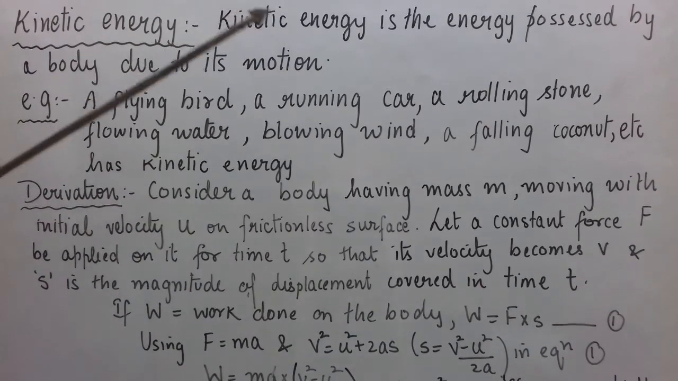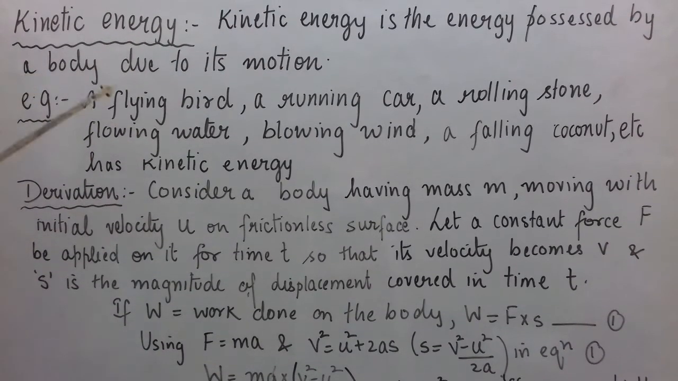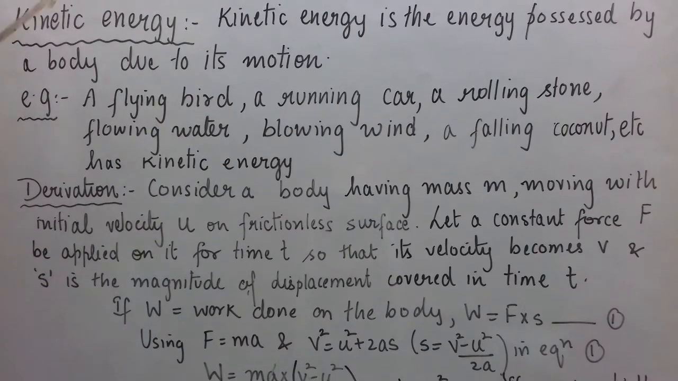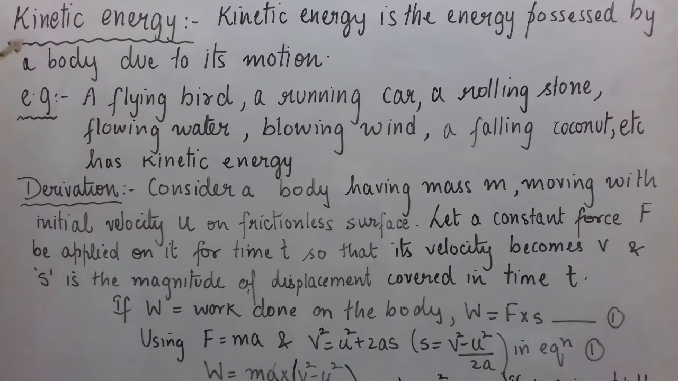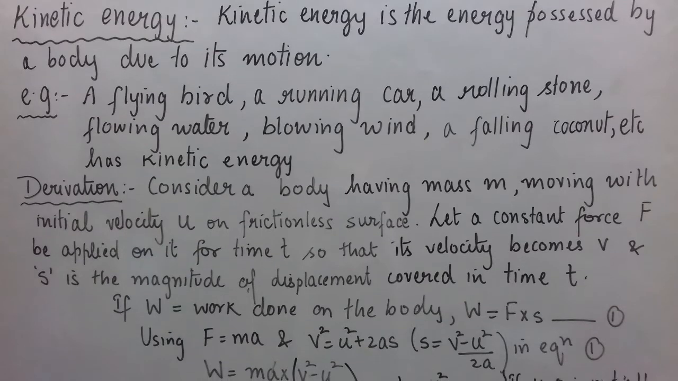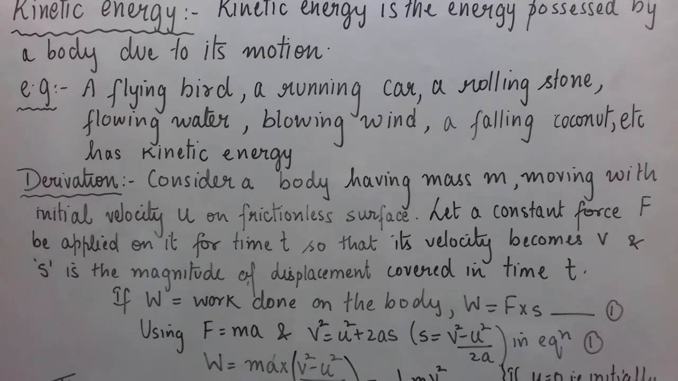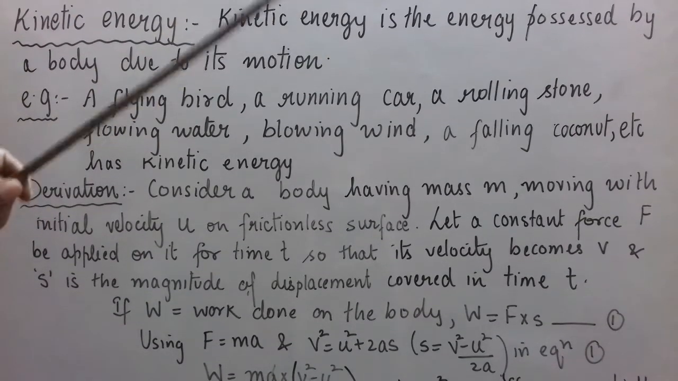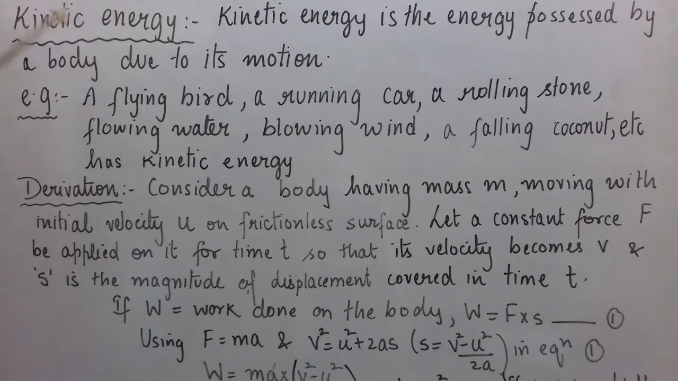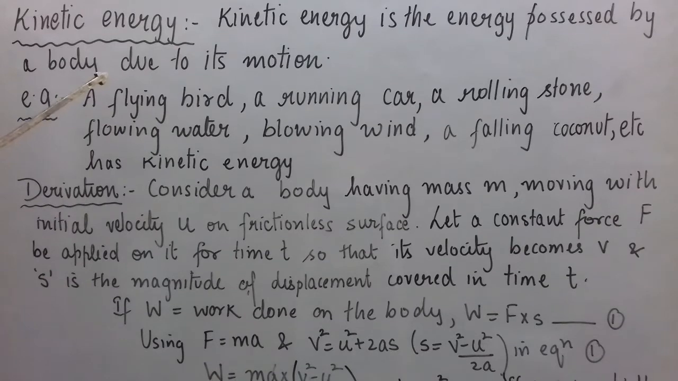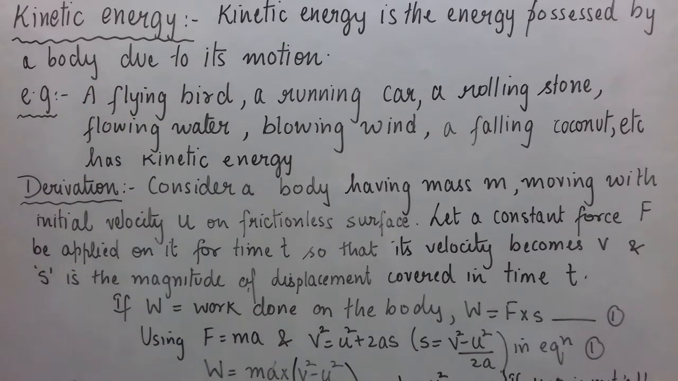So the energy possessed by a body due to its motion is called its kinetic energy. You can write possessed by a moving body, that also will be fine. But in case you write the definition like this, kinetic energy is the energy possessed by a moving body, you will not get marks for the answer because a moving body may have different forms of energies. So you have to write that kinetic energy is the energy possessed by a body or a moving body due to its motion or by virtue of its motion. In case you don't write this, your definition will go wrong.